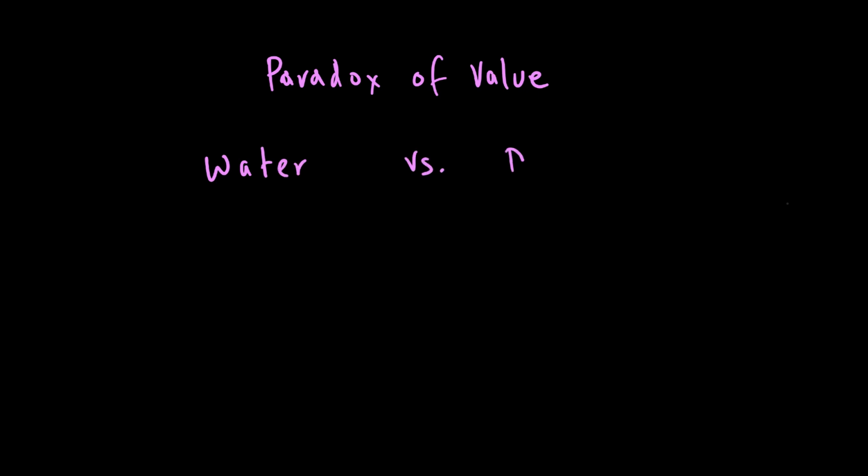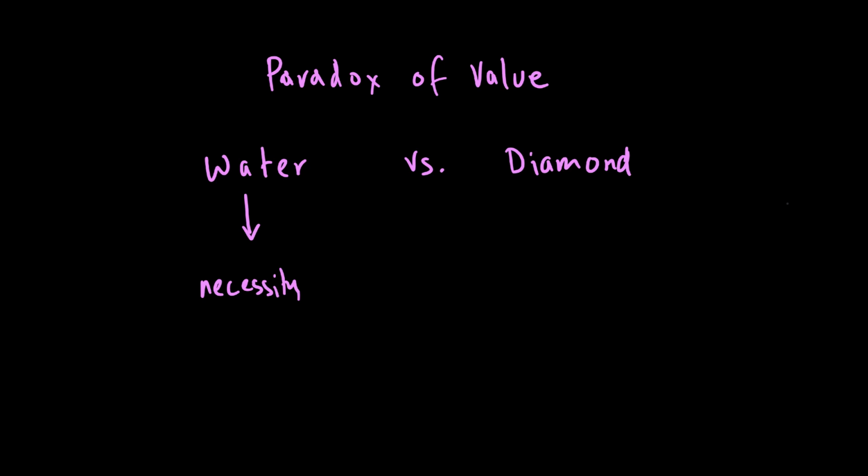The last concept we want to talk about when it comes to utility theory is what we call the paradox of value. Paradox of value simply means that there is what we call a contradiction of value when it comes to different goods out there. For example, there is a paradox in water versus diamonds.